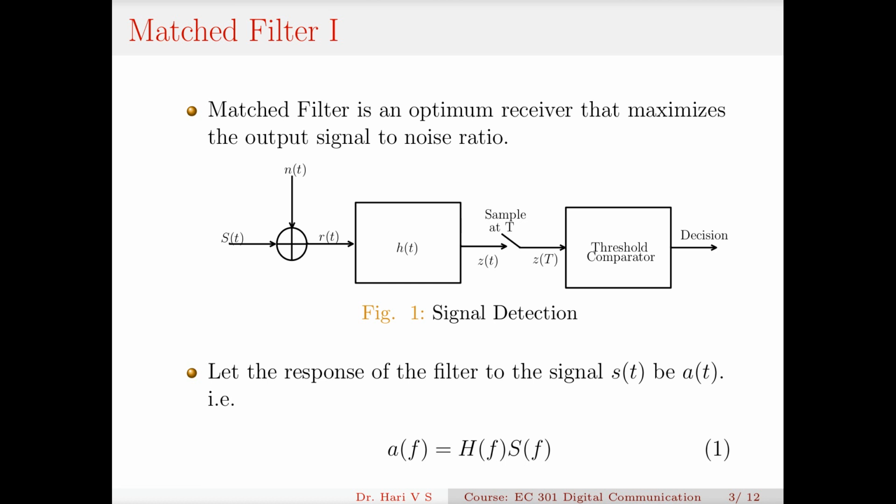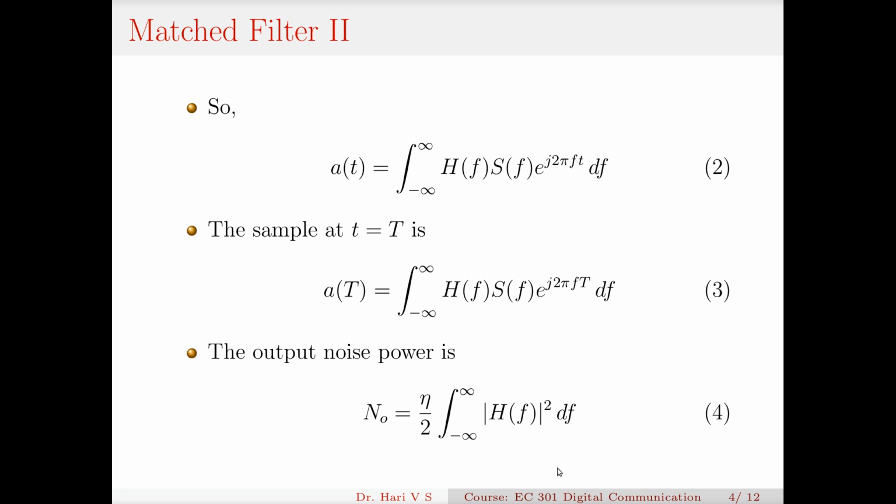So let us see the response of the filter to the signal as well as the noise. Let the response of the filter to the signal s(t) be, say, a(t). That is, in the frequency domain, A(f) is equal to H(f) times S(f), because this is a system response. You know this from your signals and systems course. Now, what is the time domain representation of that? I take the inverse Fourier transform of this A(f), so it is the integral from minus infinity to infinity of H(f) S(f) e^(j2πft) df.